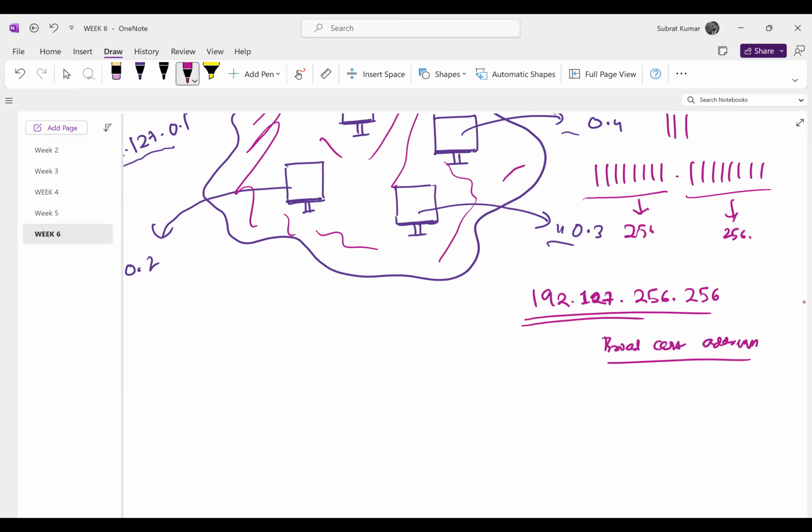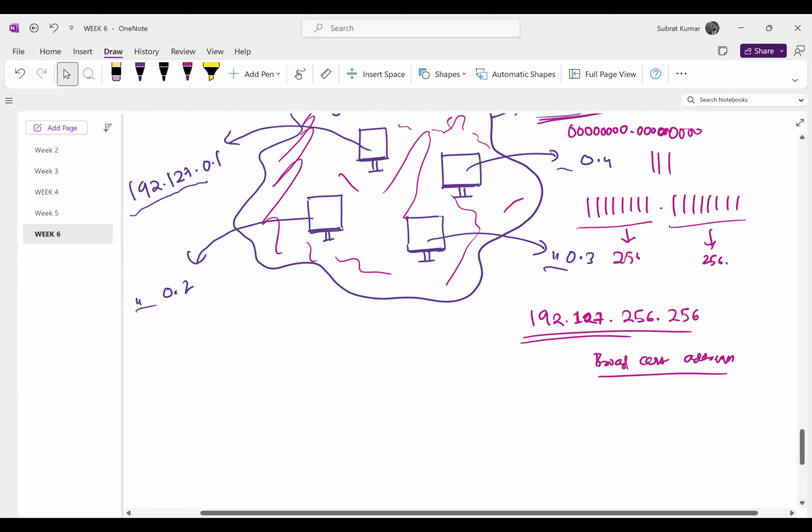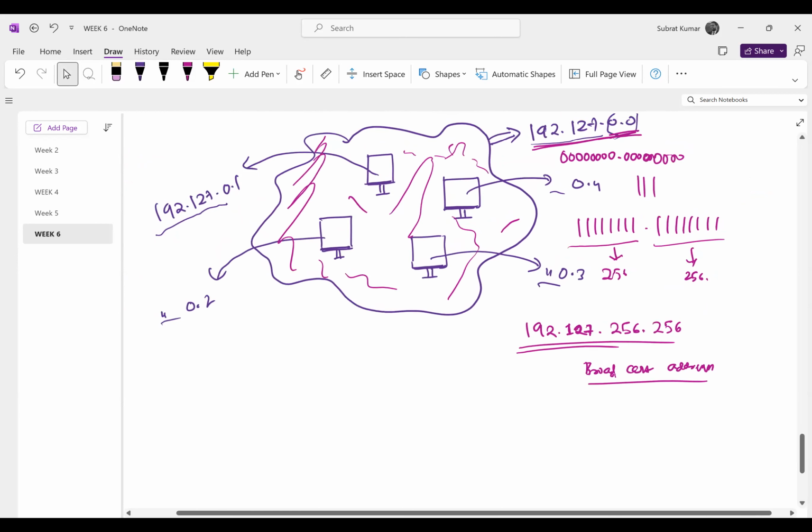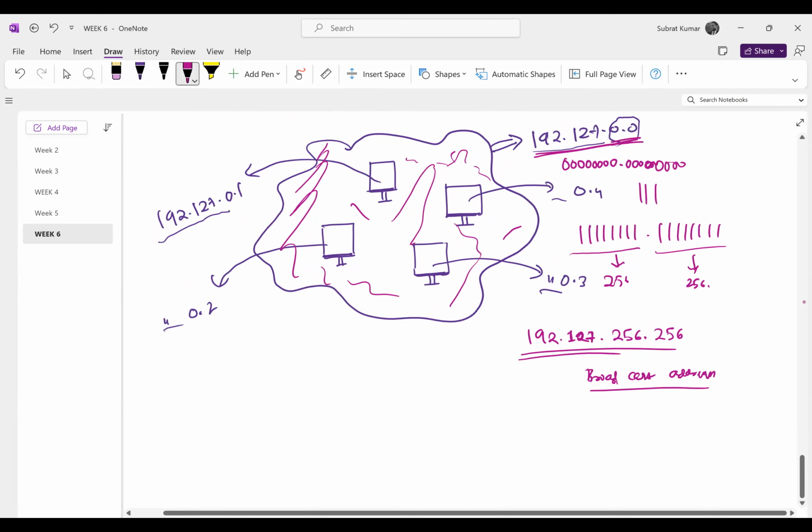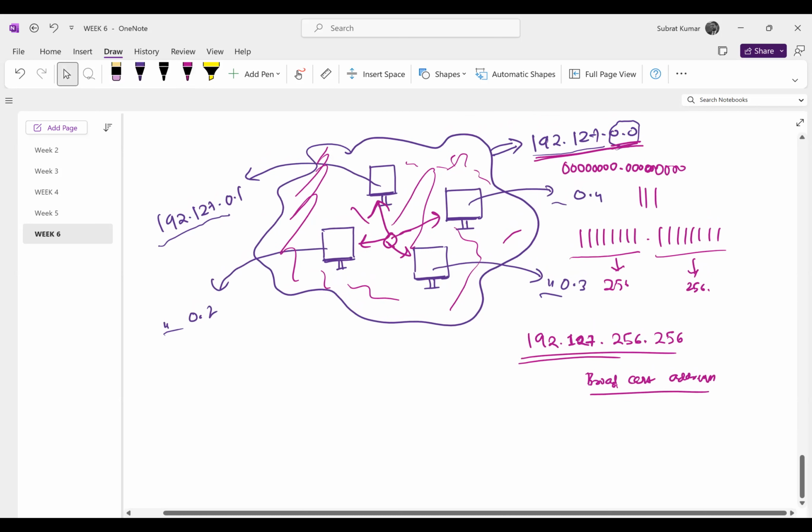Okay, it is the broadcast address, and this also cannot be assigned to any computer. If any router finds this address, it will just take the packet and send it to everyone in the network. So it doesn't have any fixed device for that. Give me one second.